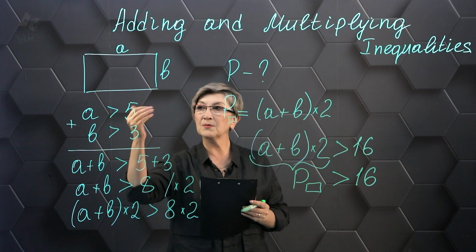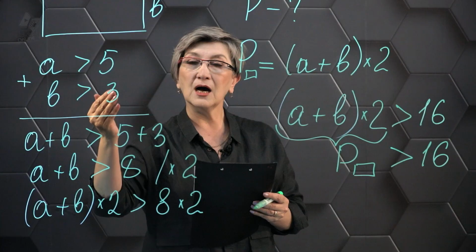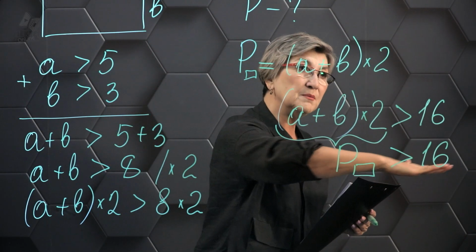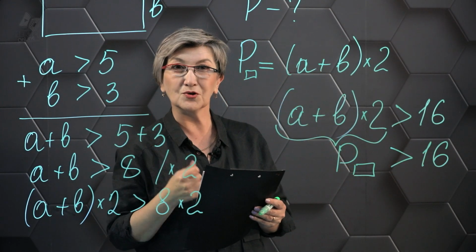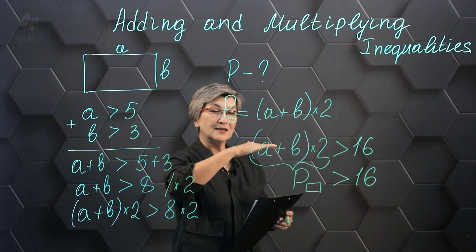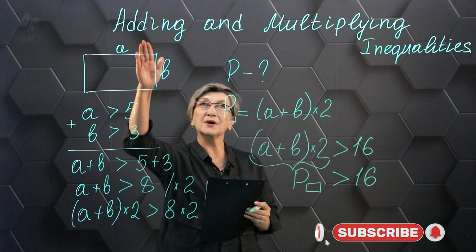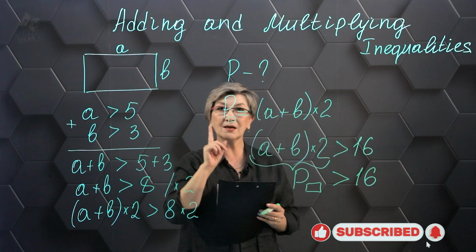Should the length of the rectangle be more than 5 and its width more than 3, consequently, the perimeter of our rectangle will exceed 16. We apply the addition and multiplication rules of inequalities to tackle such problems.